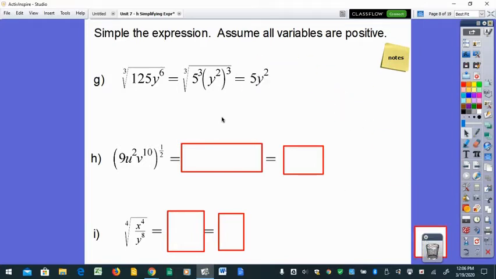To be honest, the way I look at it quite quickly is to say the third root of 125 is 5, and if we take that 6 divided by the 3, we get the second power.